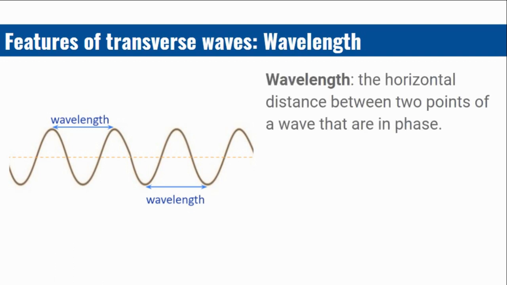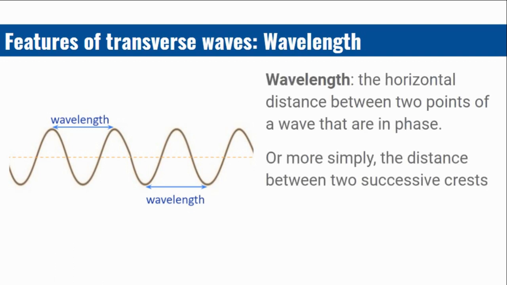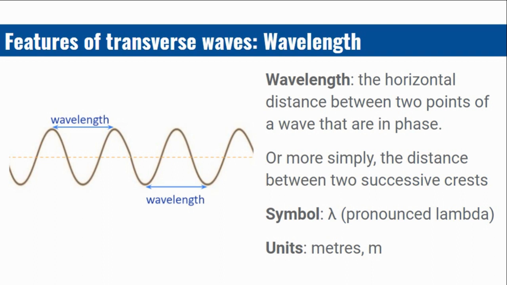So wavelength is the horizontal distance between 2 crests. It's abbreviated using this special Greek symbol, which is called lambda. Wavelength is a measurement of distance, so we use the standard units of meters.